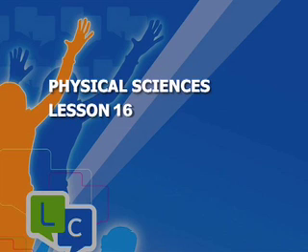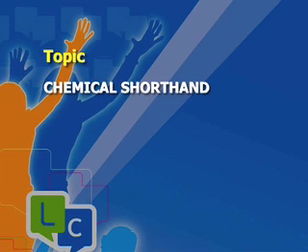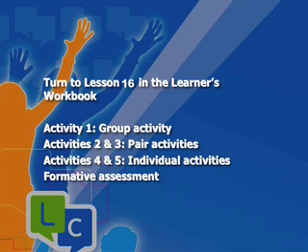Physical Sciences Lesson 15. Topic: Chemical Shorthand. Turn to Lesson 16 in the Learner's Workbook. Activity 1 includes a group activity. Activities 2 and 3 include pair activities. And activities 4 and 5 include individual activities with formative assessment.